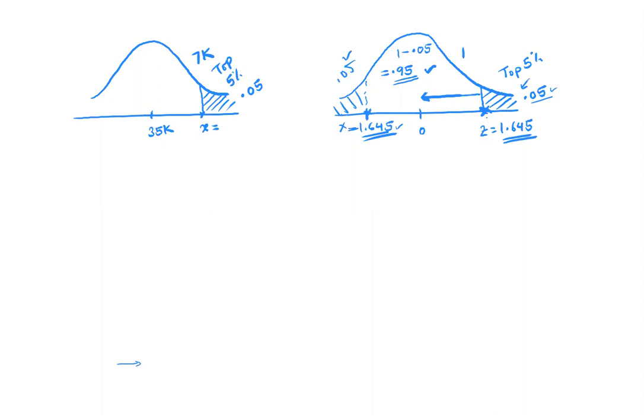Now we can find this x value right here by using the z formula. Z is equal to x minus mu over sigma. In our case, 1.645 is equal to x minus 35,000 divided by 7,000. Now you multiply both sides by 7,000.